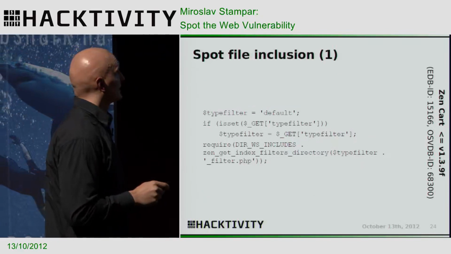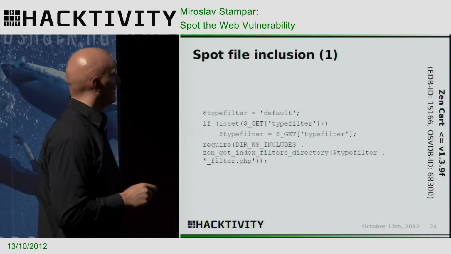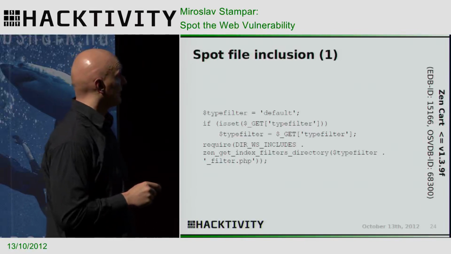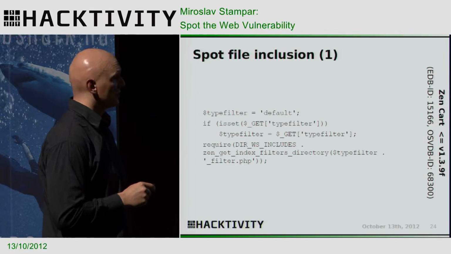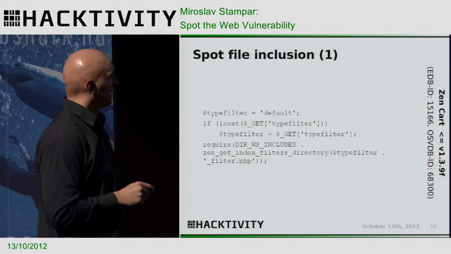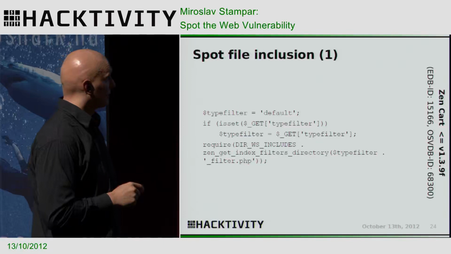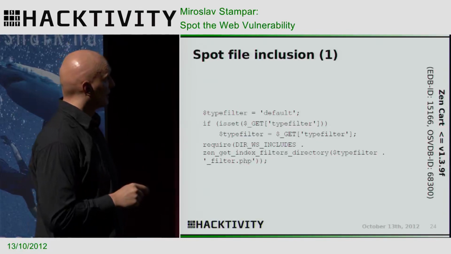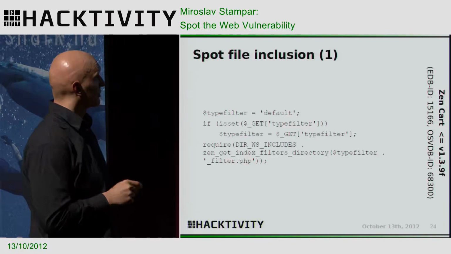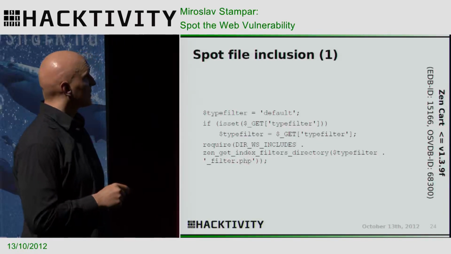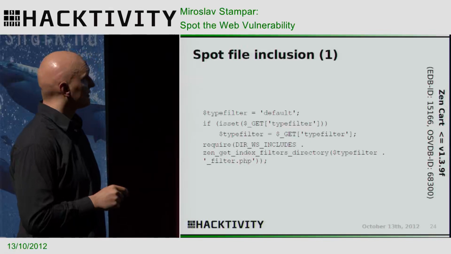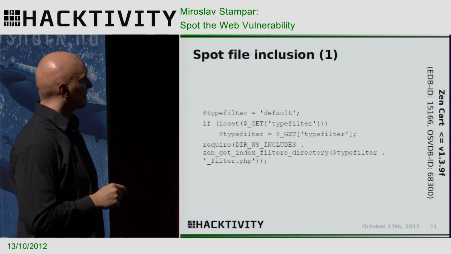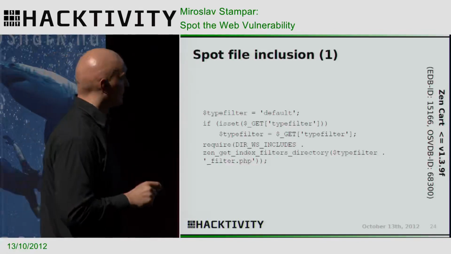In this example for Zen Cart, here you can see that the cat parameter value type filter was put into the type filter variable. Concatenated to it was filter.php. This was one local function which was too large to put inside, but it just normalized the value of the provided path. This was one constant and so on.